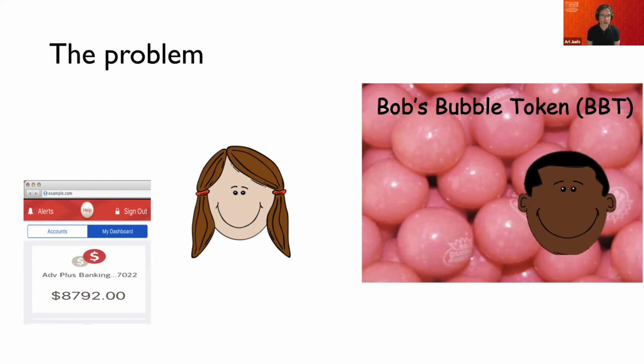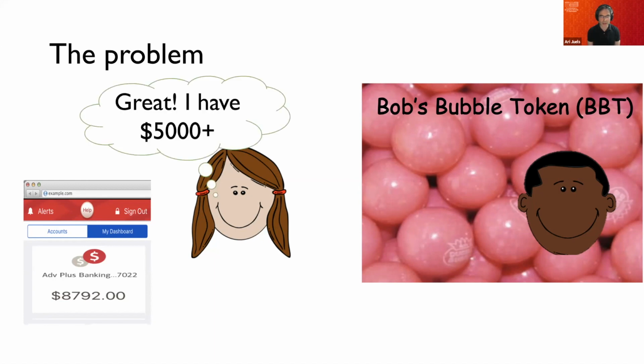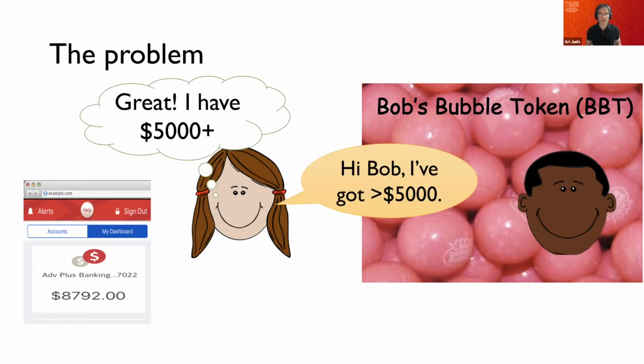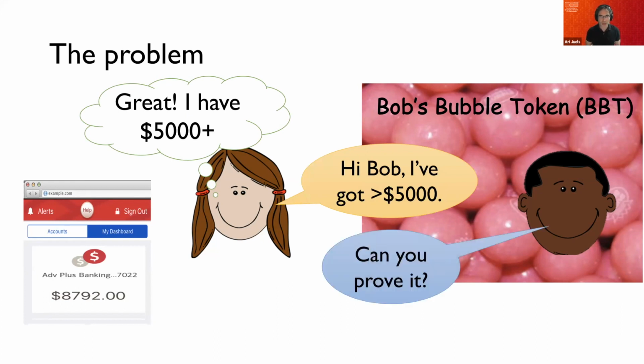Alice here goes online, looks at the balance of her bank account, and discovers that indeed she has more than the requisite amount. She has more than $5,000. So she says to Bob, I have more than $5,000. I'd like to participate in your ICO. Bob's natural response is, okay, that's great. Can you prove that you have a balance of more than $5,000 in your bank account?